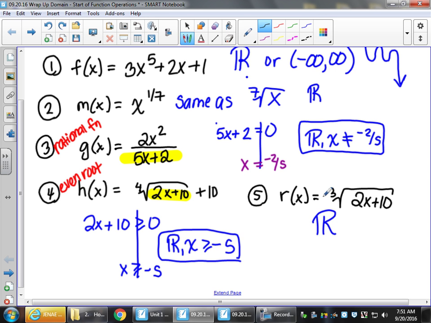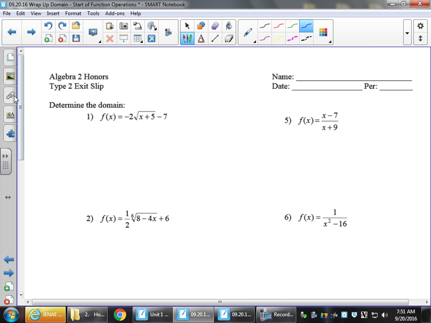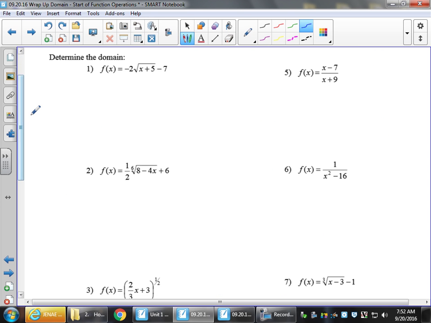Number 5 is an odd root. Yesterday we looked at that graph. They look something like that, or like this. These never have a restriction. So if it's an odd root, no restrictions, all real numbers. And right now, everybody is working on a wrap-up practice, which we are about to start to review as a class.